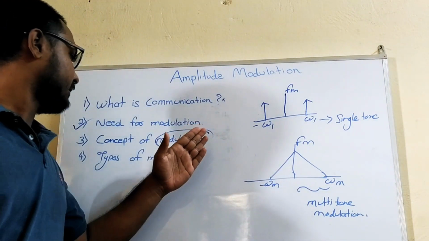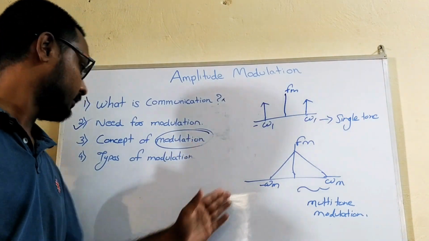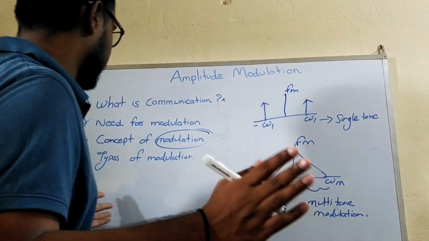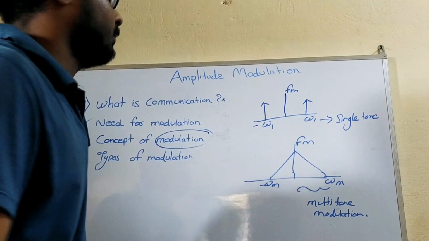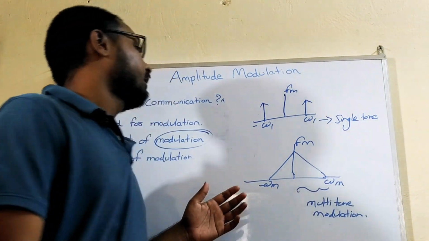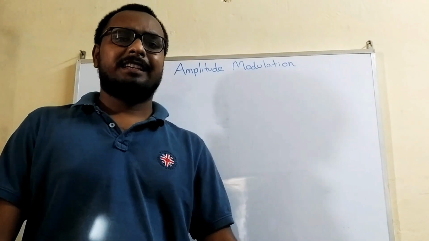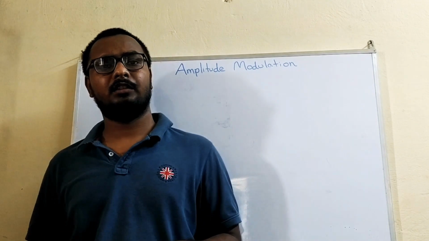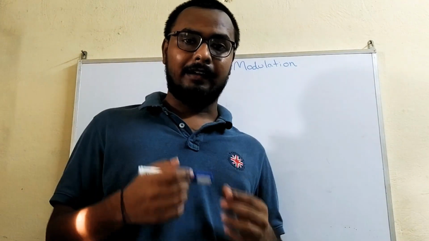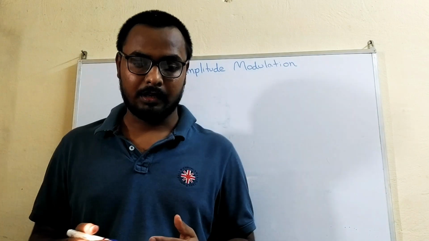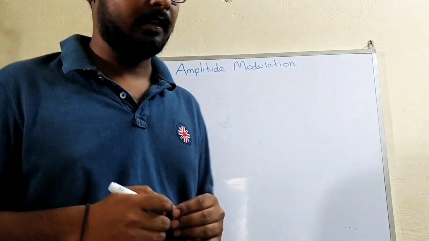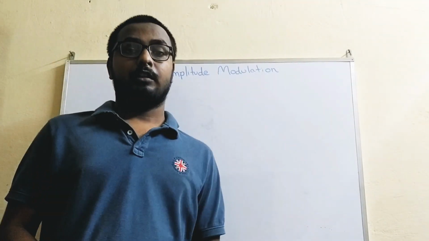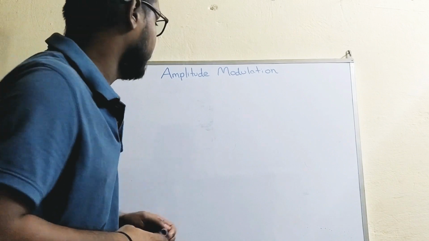Till now we discussed the concept of modulation and the types of modulation, but I did not tell you the definition of modulation. So we can say that modulation is the process in which one of the parameters, that is amplitude, frequency or phase of the carrier signal, is varied according to the message signal. Fine. Let us discuss some more concepts about modulation.